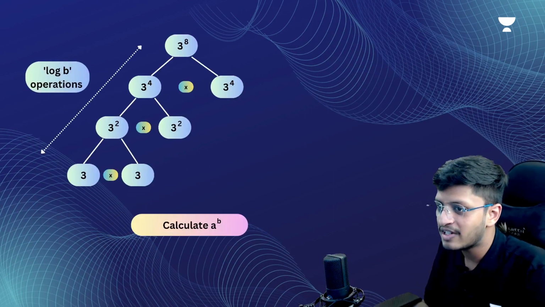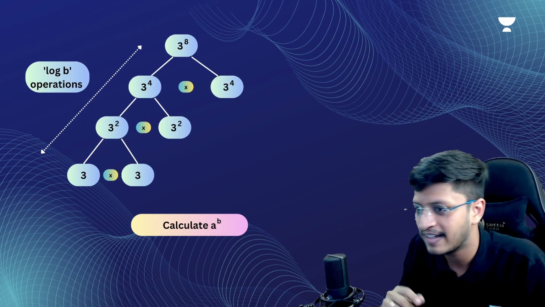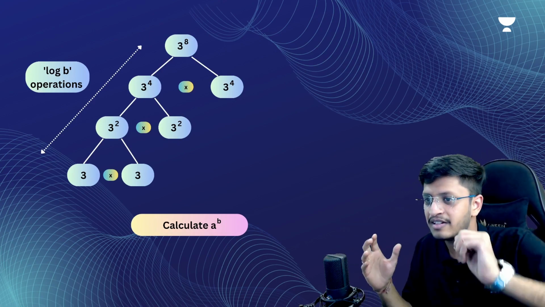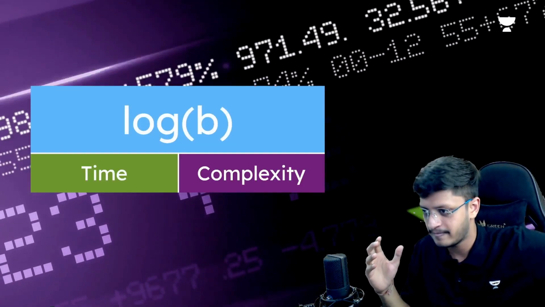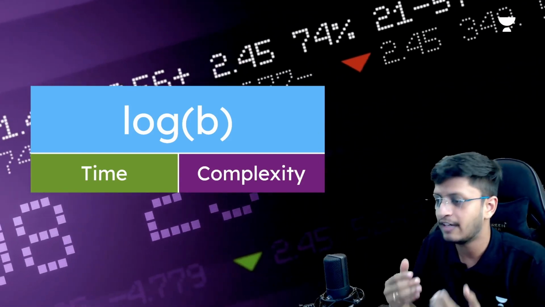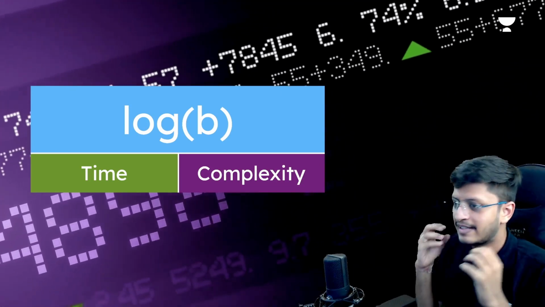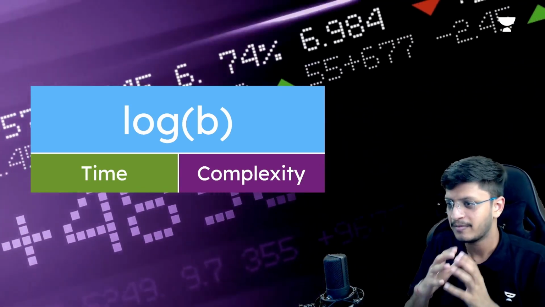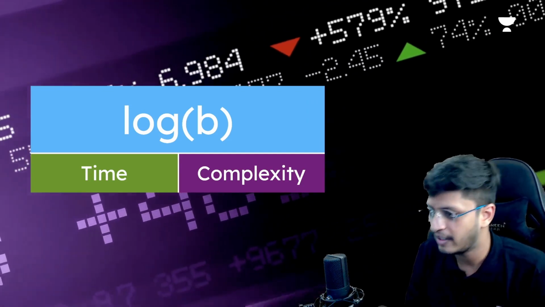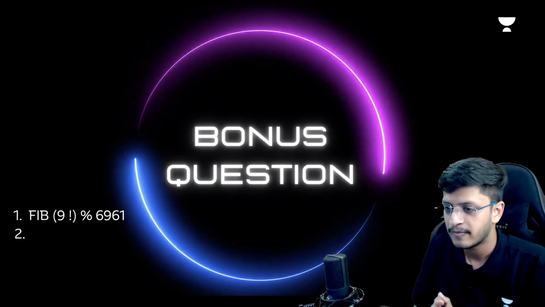Okay, you're actually breaking the power into 2 every time. Again, it's like binary search and DP, right? So here the number of operations is the depth of the tree, which can be at max log b if you want to calculate a to the power b. Okay, so this was our last algorithm, the 10th algorithm. These are the most basic algorithms anyone should know to crack coding interviews.